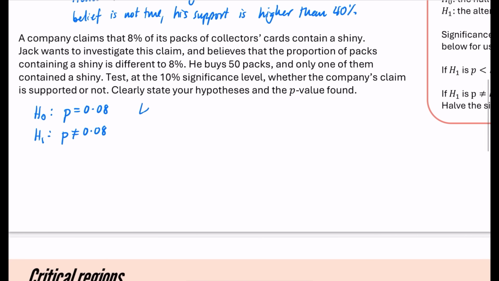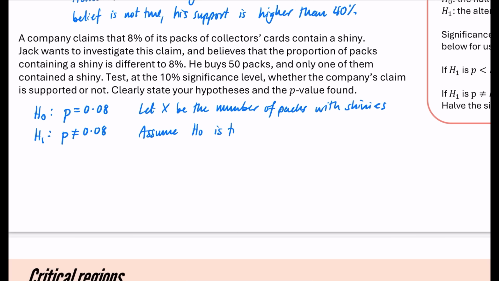So I'm going to say let X be the number of packs with shinies. And we're going to assume that H0 is true, because otherwise how could we do any maths? Assume H0 is true. So X has now got a binomial distribution. He's buying 50 packs, and the probability would be 0.08. And we're going to say that he has only got one pack with a shiny. So it's going to be one or more extreme. That means it's going to be less than or equal to 1, because obviously 1 feels quite extreme.